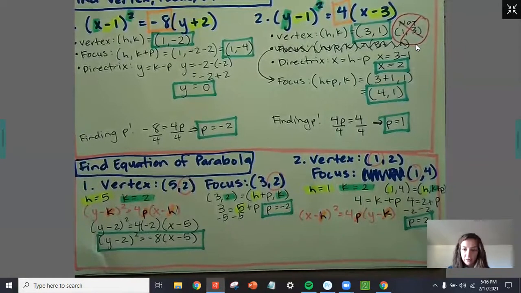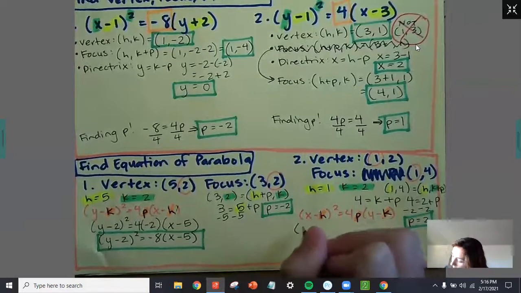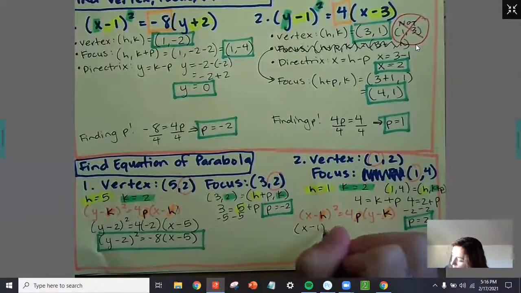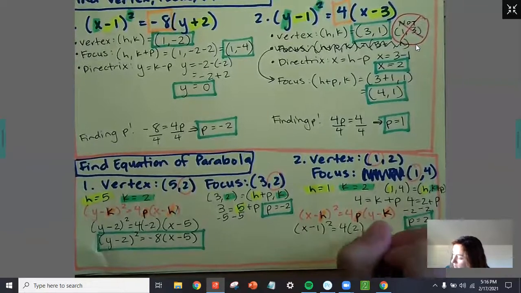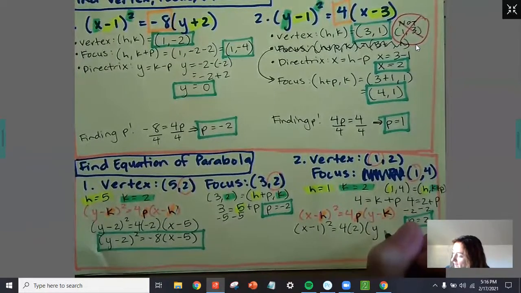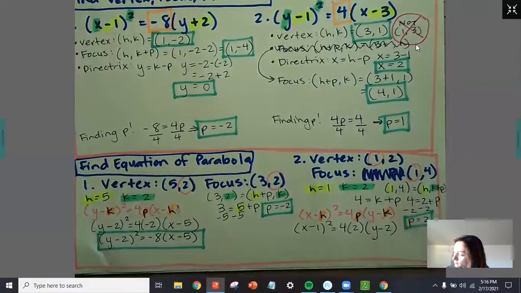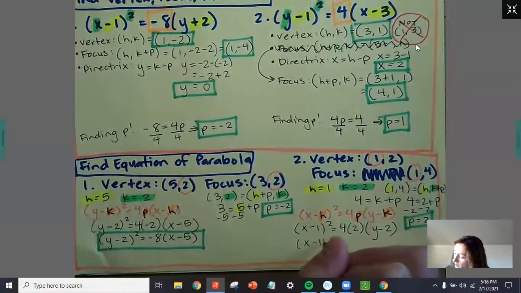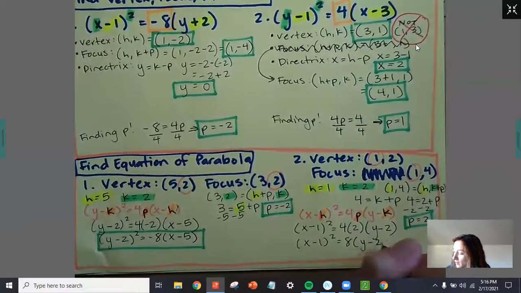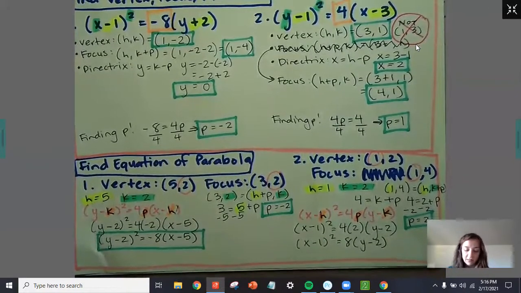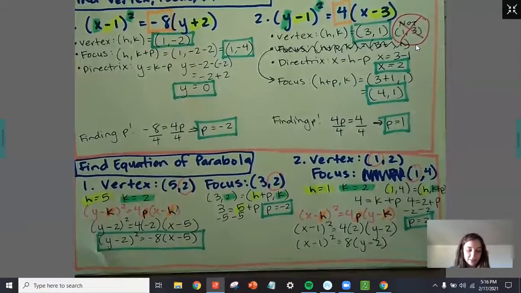Okay, so let's plug in our values now. X minus h, so x minus 1 squared, equals 4 times p, which is 2, and then times y minus k, which is 2. Okay, so we're going to get x minus 1 squared equals 4 times 2, which is 8, times y minus 2. And I am leaving this in the vertex form just because it looks nice.